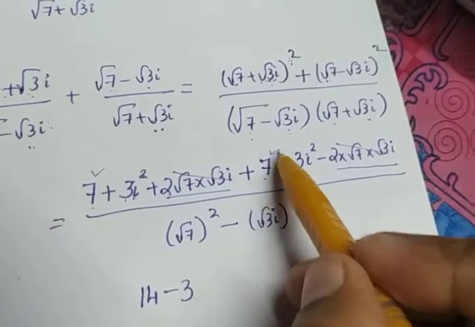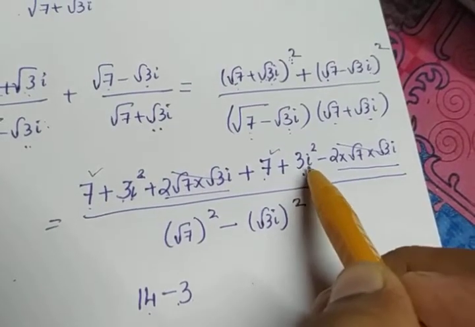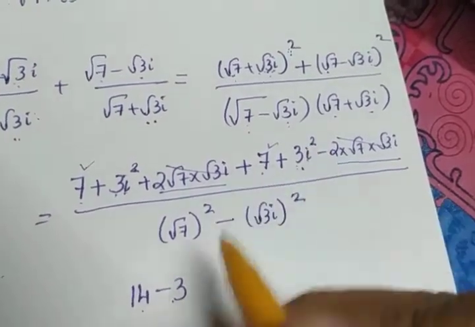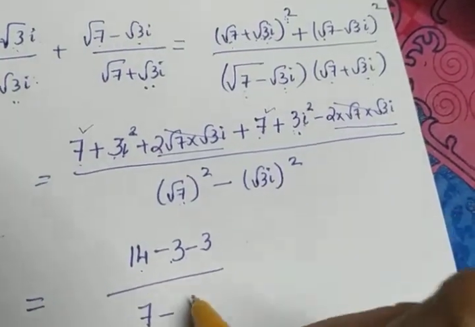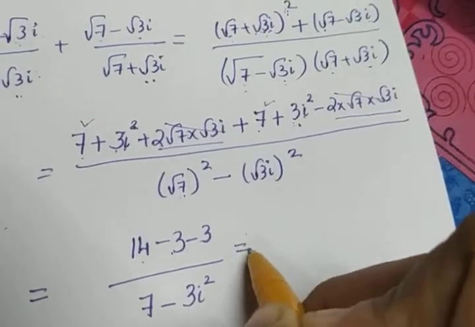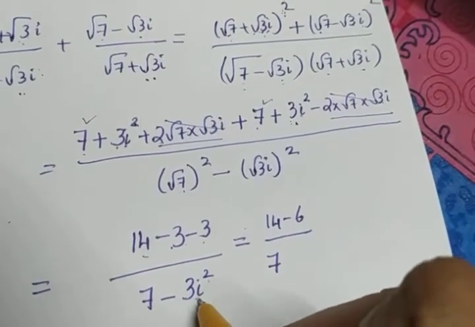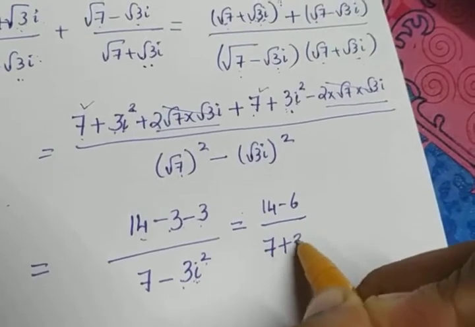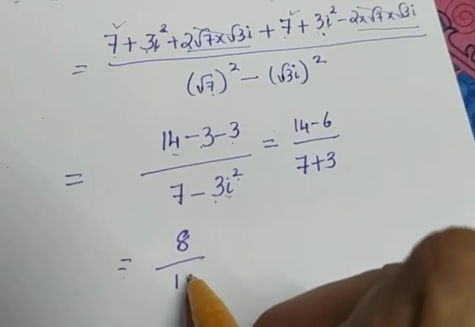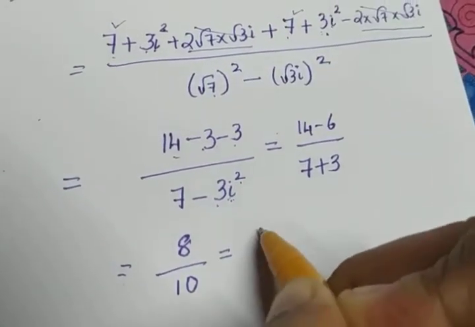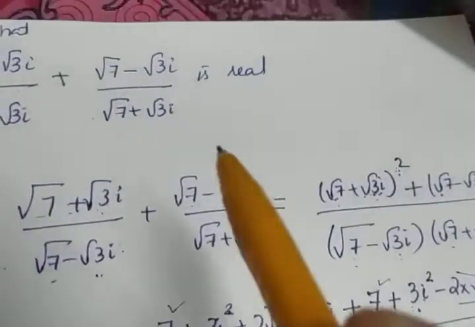We took 7 and 7 and wrote 14. We took 3i square, we wrote negative 3, and one more term is there in the numerator, that is also i square into 3. i square is negative 1, into 3 gives you minus 3, divided by the denominator: √7 square is 7, minus (√3i) the whole square is again 3i square, which is equal to (14 minus 6) divided by 7. i square is negative 1, negative 1 into negative 3 gives you plus 3. That is 8 by 7 plus 3 gives you 10. Isn't it? If I need to simplify, I can write 4 into 2 is 8, and 5 into 2 is 10, so 4 by 5.